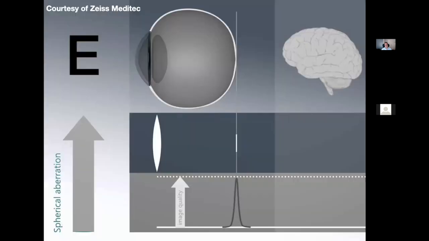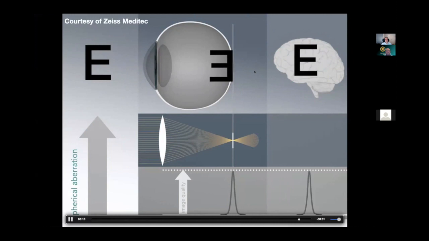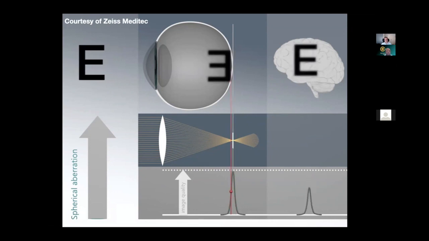All right? Now, I want you to see this slide. As you see, when there is no spherical aberration, the image of the letter on the retina is very clear, and it is transferred to the brain, and the brain will see it very clear. Now, what if this letter goes backward or forward? It will be blurred on the retina and it will be affected in the brain. Why? Because there is no spherical aberration.